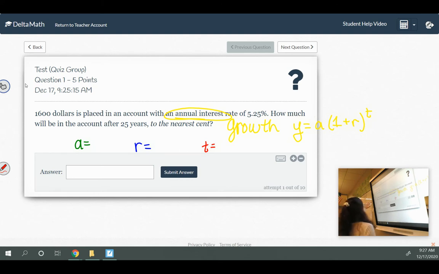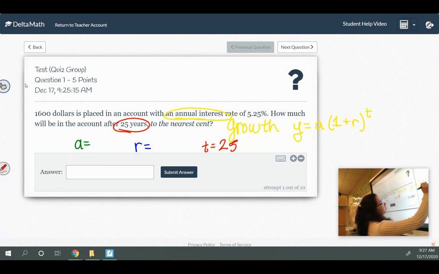So let's read through this question again. We have some money that we're putting into an account with an interest rate of 5.25%. How much will be in the account after 25 years to the nearest cent? Well, we know that there was only one thing that talked about any sort of time increment, and that's this 25 years. So we'll say t is 25. So when we fill in our equation here, we'll have 25 as an exponent.